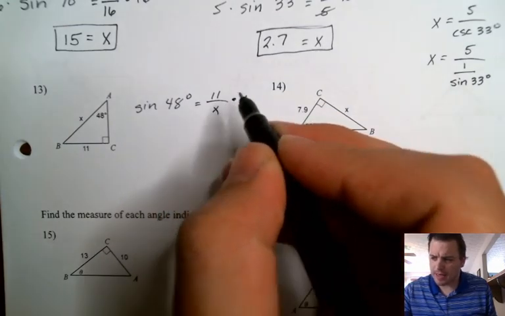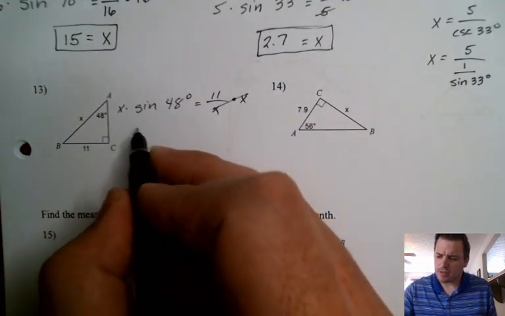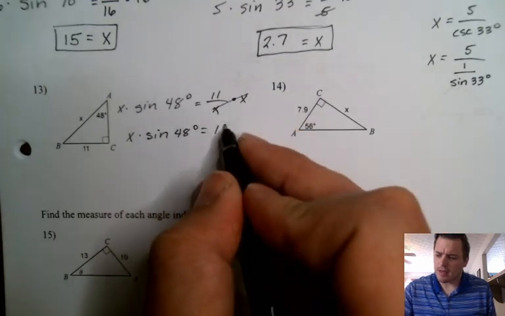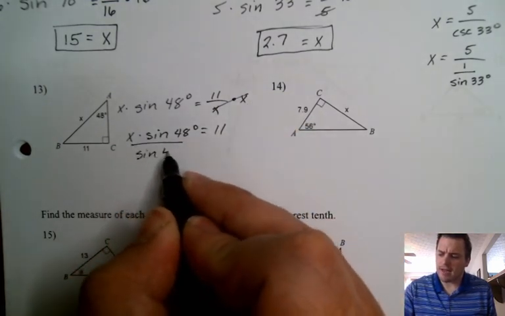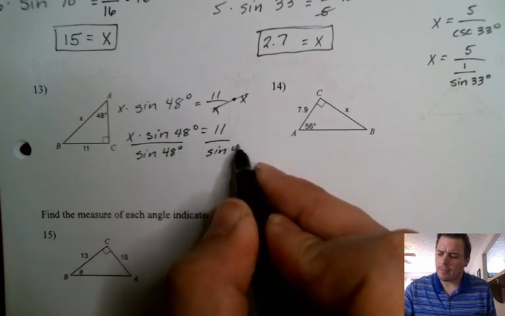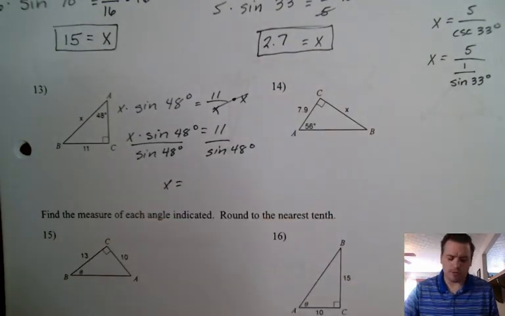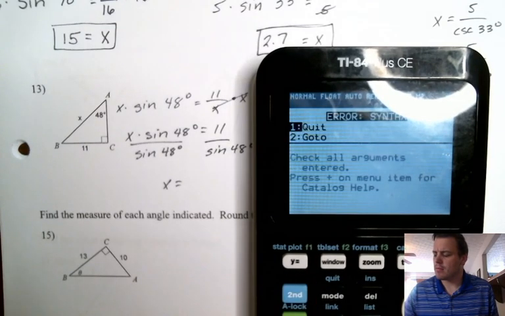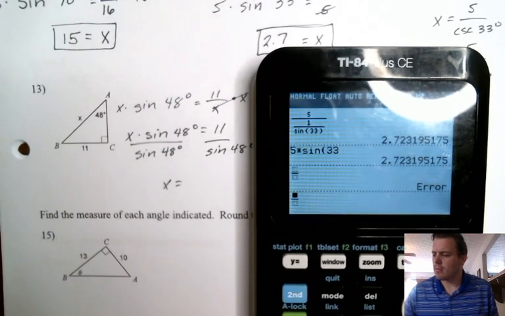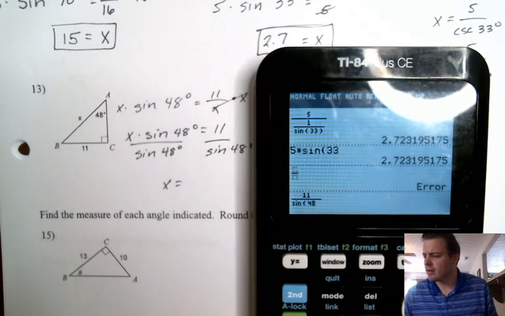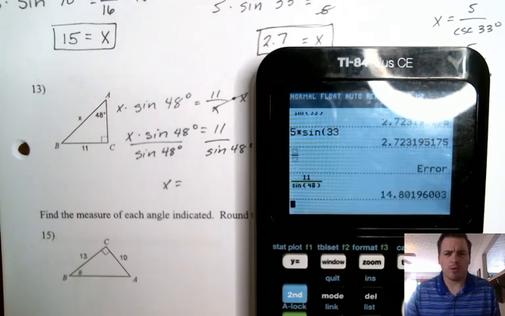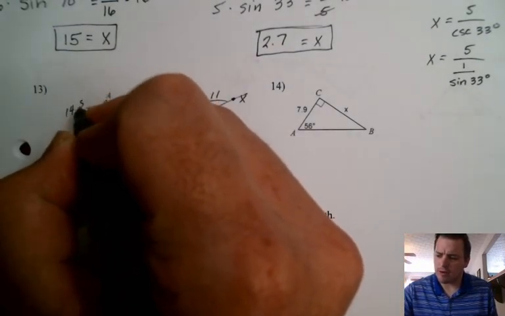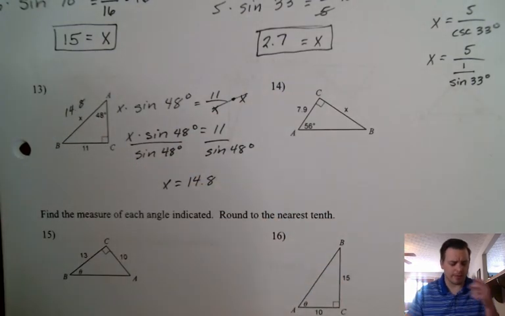Just multiply both sides by x. Cancels. And get x times sine of 48 degrees is equal to 11. Then divide both sides by sine of 48 degrees. X is equal to 11 over sine of 48 degrees. 14.8. And that should make sense. Again, I always write it in there, 14.8, just to make sure. That side's 11, so 14.8, that would make some sense.